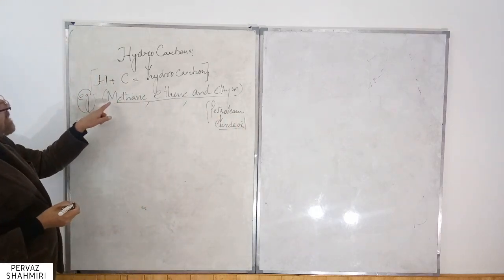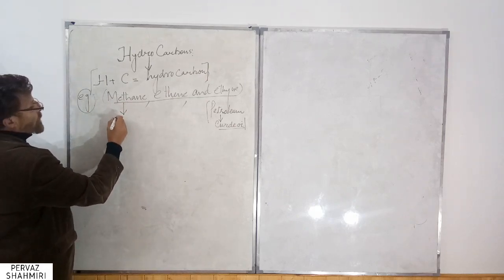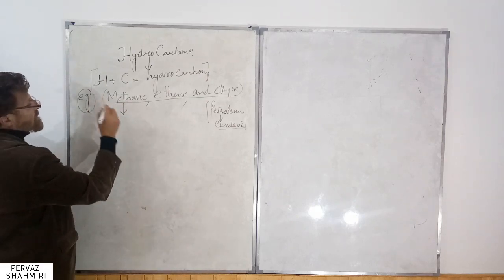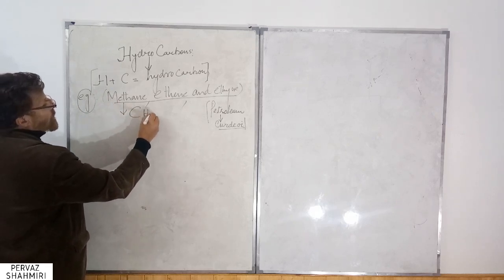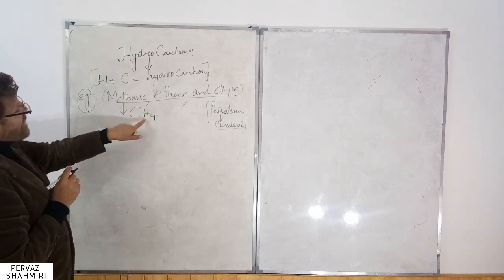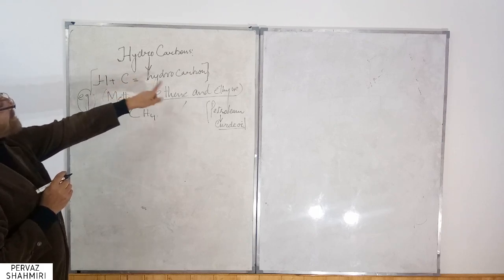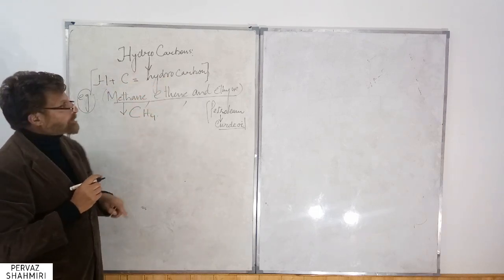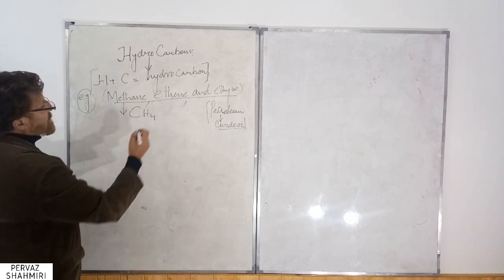If you say methane, that means it is a combination of carbon and hydrogen. As far as the formula of methane is concerned, that is CH4. That means it consists of carbon as well as hydrogen. Wherever you find hydrogen plus carbon, that means it is a hydrocarbon. There are two types of hydrocarbons.